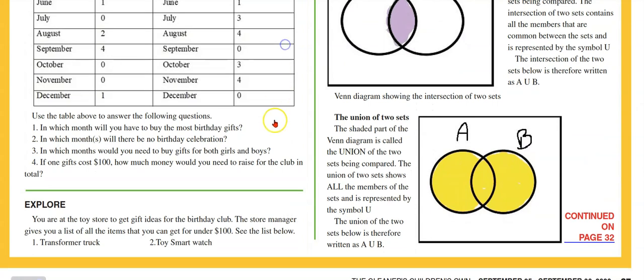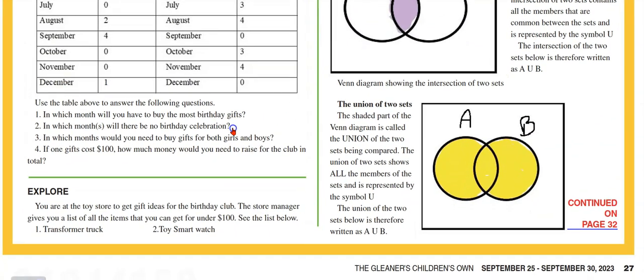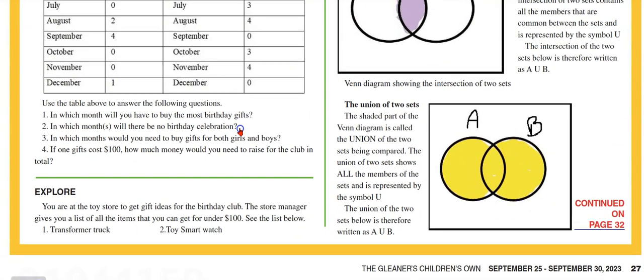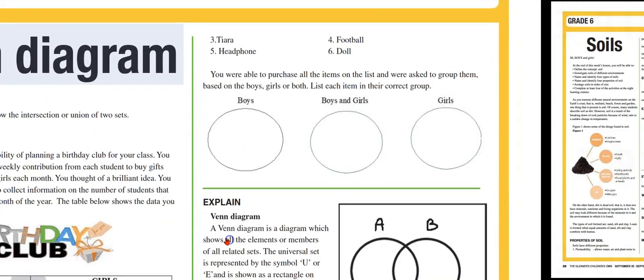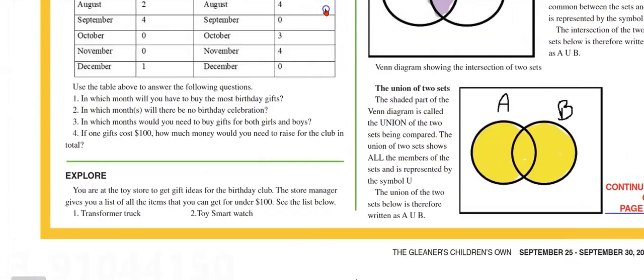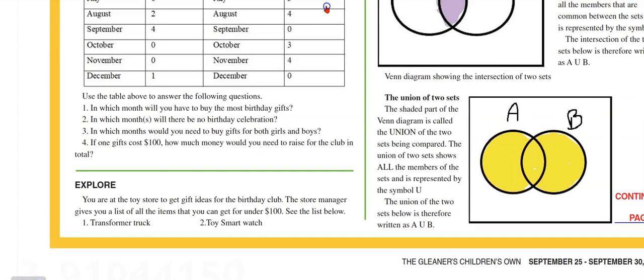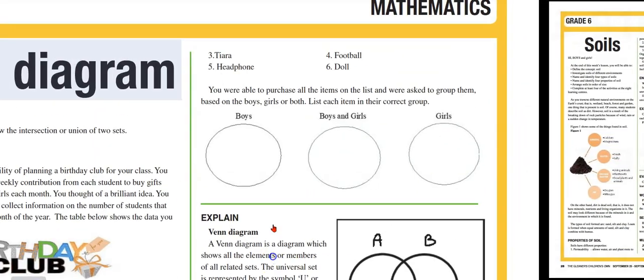We're going to get into a little trouble here, because some girls might like the transformer truck. But we'd typically put that with boys only. Okay. What about the toy smartwatch? I think both groups would like that. Tiara, girls only.